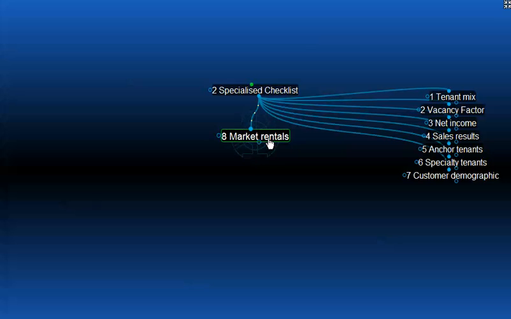The gross rents, the net rents, the passing rents, the face rents, and the effective rents. All of those rentals are different structures to look at when it comes to considering the tenancy mix and the structure of that retail property. So market rentals should be taken into account, and a checklist will help you do that.